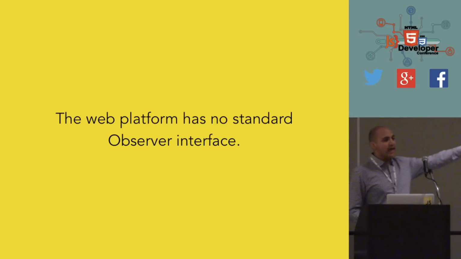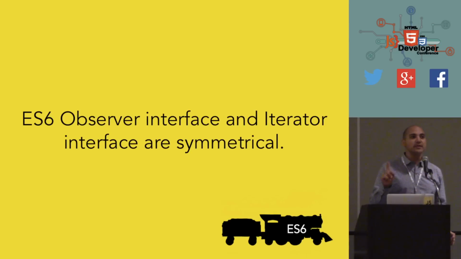So again, the web platform has no standard observer interface. But in JavaScript 6, we've added a new interface, the observer interface. And we've made sure that it's symmetrical with the iterator interface. Because one of the mistakes the Gang of Four made with the observer interface is that with the iterator, they defined 3 things you could do. You could get data, the producer could tell you there was no more data, and whenever you requested data, it could throw, so you could get an error. So the producer could tell the consumer: data, I'm done, or error.